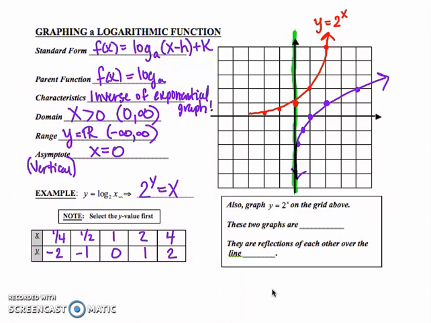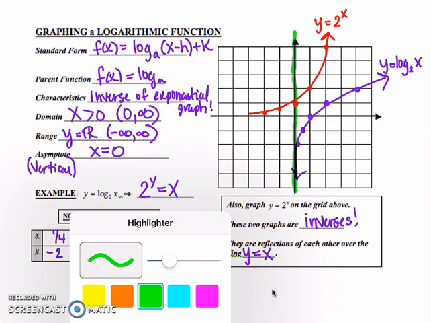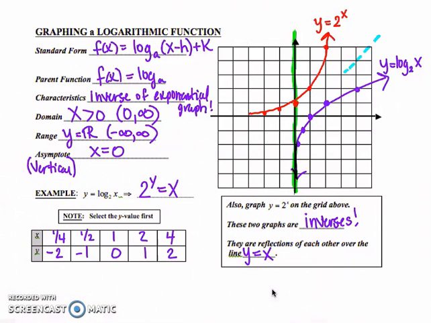So this is the graph of y equals 2 to the x power. This is the graph of y equals log base 2 of x. And these two graphs are inverses. They are reflections of each other over the line y equals x. So I could go ahead and add in that line y equals x right here, that mirror line, and you can see if you tilt your paper that these two functions are mirror images of each other over that line y equals x.